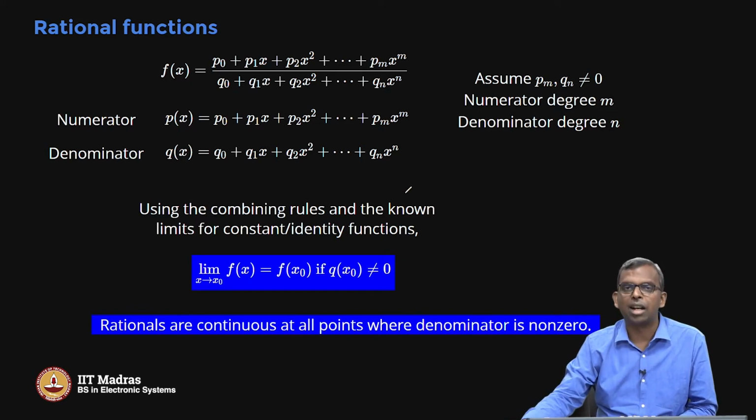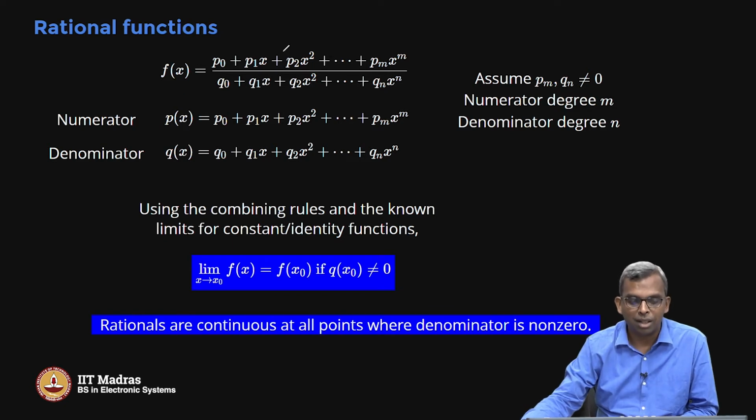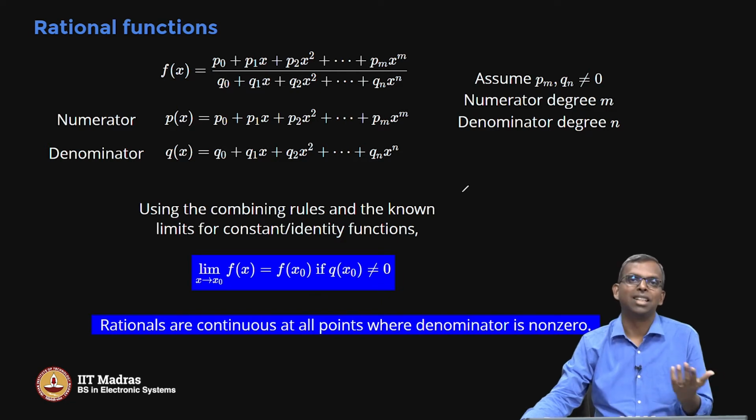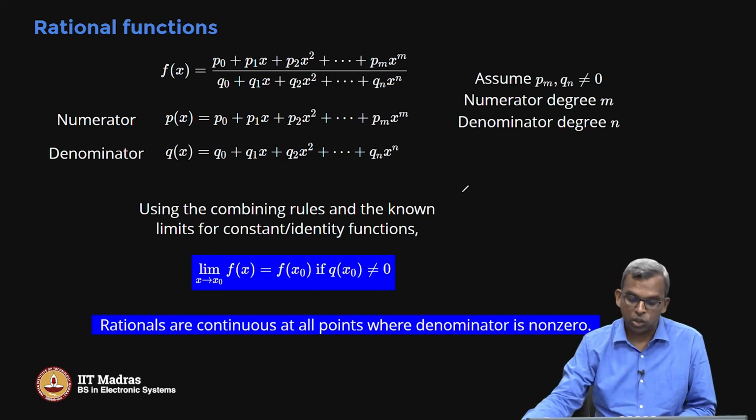Again, using the rules that we have for quotient and all that, as long as q of x naught is not equal to 0, at every point for which the denominator is not 0, you're going to have the limit as x tends to x naught of f of x equal to f of x naught. The limit will go into the numerator separately, denominator separately, and then you just have polynomials, which will work out, but the denominator should not go to 0. So that alone you have to make sure. This gives you easy ideas of how to do limits for rational functions, and clearly we can conclude that rational functions are also going to be continuous at all points where the denominator is non-zero.